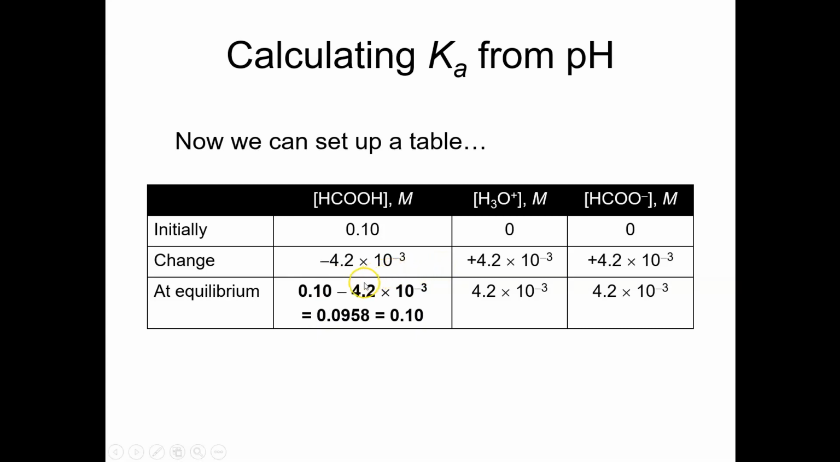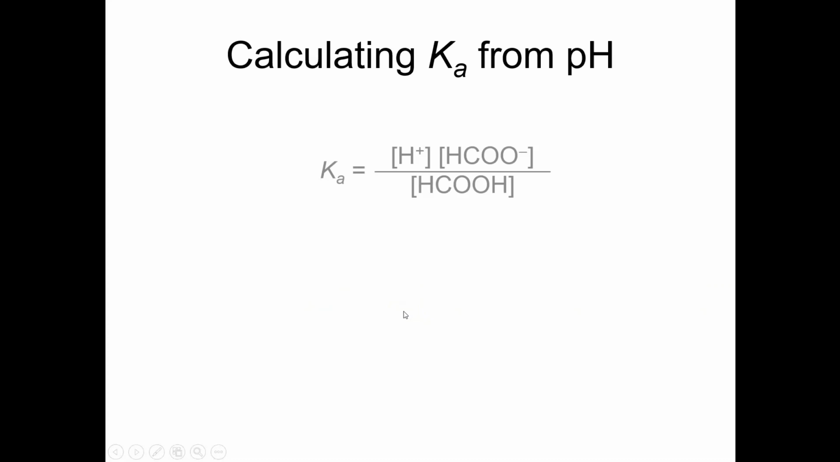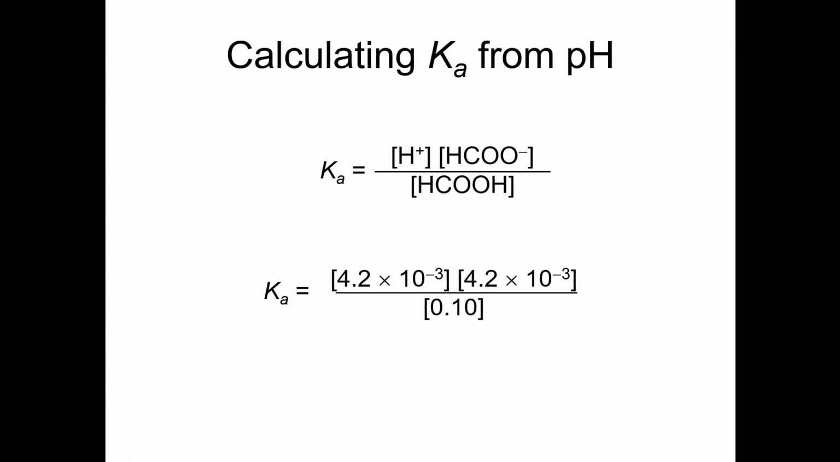At equilibrium, it's 0.1 minus 0.0042, which, when it comes to sig figs, when you round that to the 2 sig figs you started with, you're back to 0.10. And so actually the change in concentration of the acid is insignificant compared to its initial concentration. We have the equilibrium constant expression. We can plug those values into the Ka expression, and we get the value of Ka for formic acid being 1.8 times 10 to the minus 4.